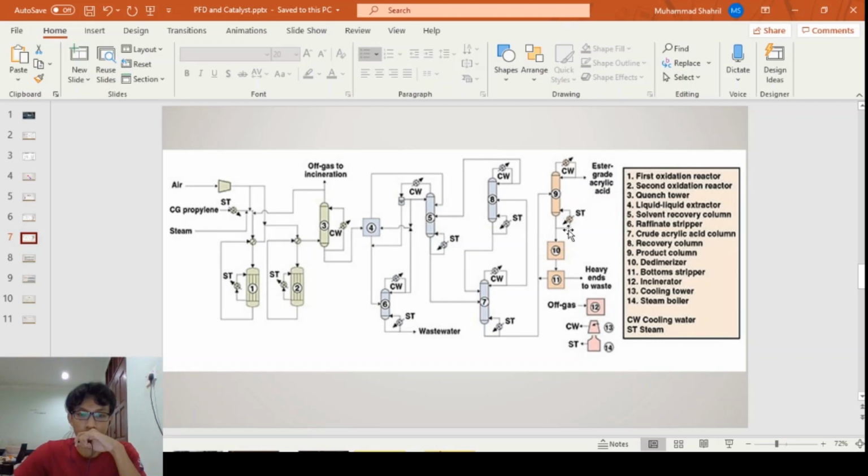The next step is the column bottoms are sent to the dedimerizer, number 10, to convert the dimer impurity formed in the process back to acrylic acid. Finally, the product from the dedimerizer is sent to the bottom stripper column, where the heavy ends are separated and sent to waste.